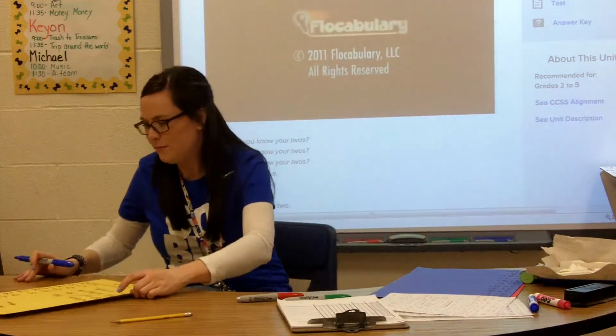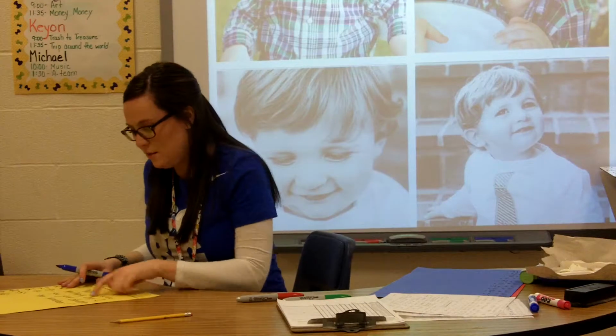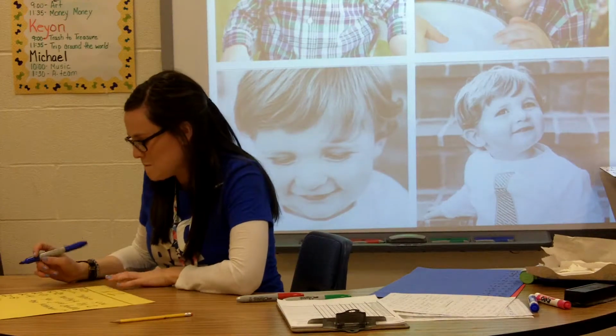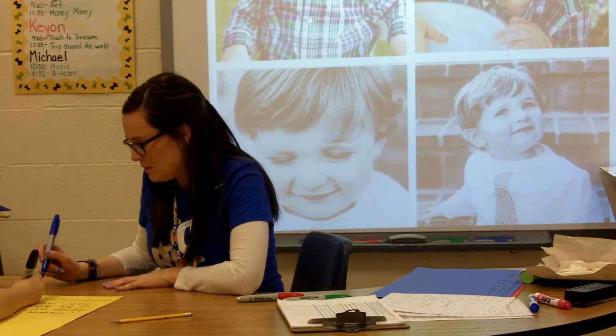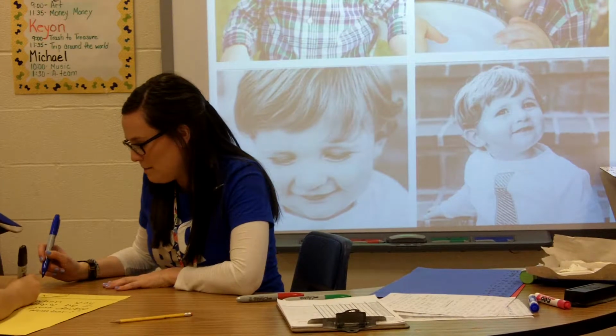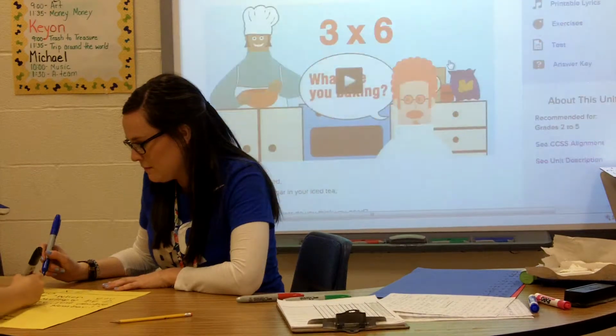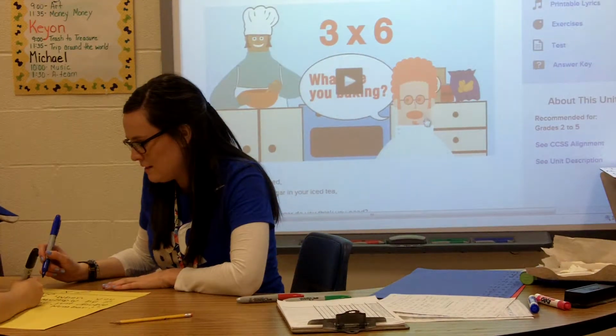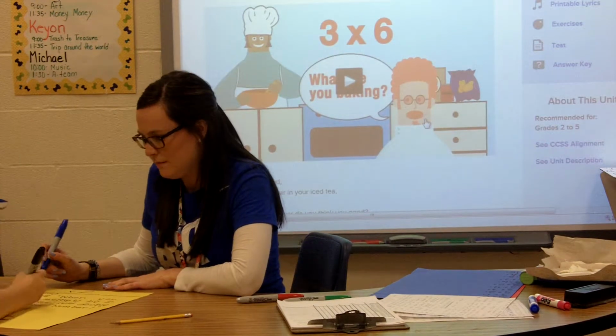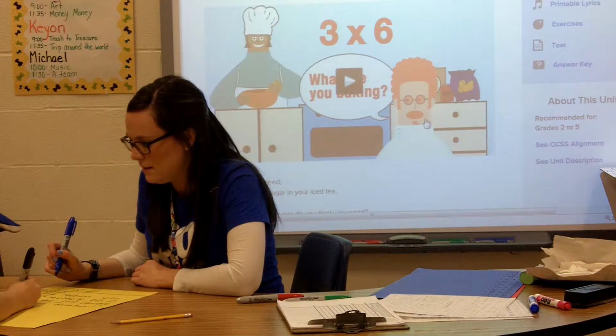Since you do know. So it says when you multiply by 2, you just double the number. So, you say that. Times 4 is... 2 times 5 is 10.